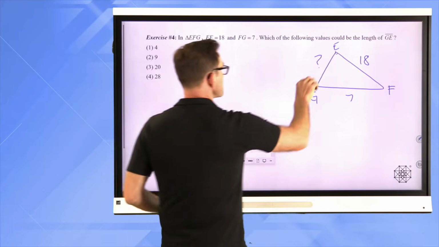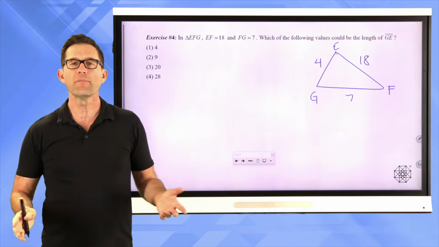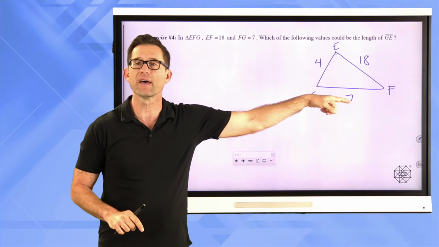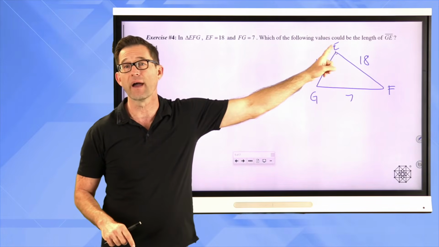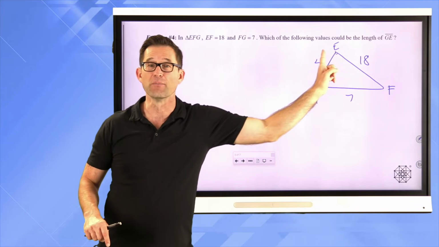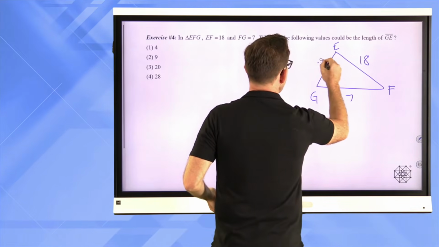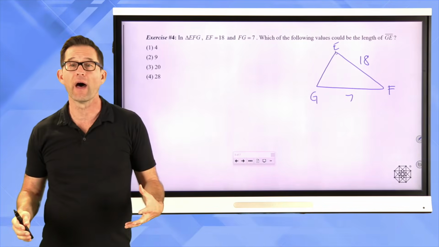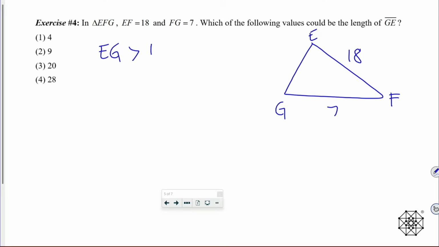Like, let's say I started with the smallest one, 4, okay? Well, that would be a problem because when I add 4 and 7, I get 11, and that's smaller than the 18, which again is a problem because that would mean I could go from E to F in a quicker way by going like this than by just simply going like that, right? So it can't be 4. All right. Now we could go through each one of these in turn and do that. But the cool thing is that we can say that EG must be greater than 18 minus 7. EG has got to be greater than 11.